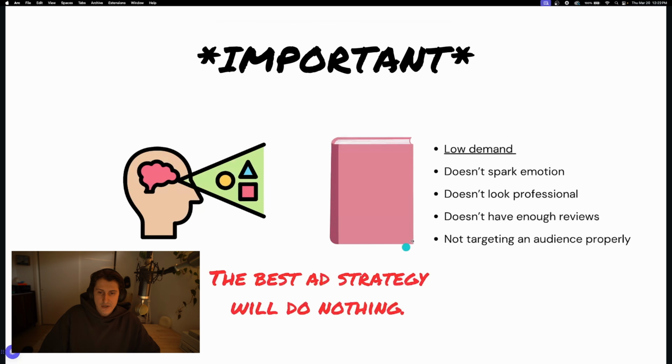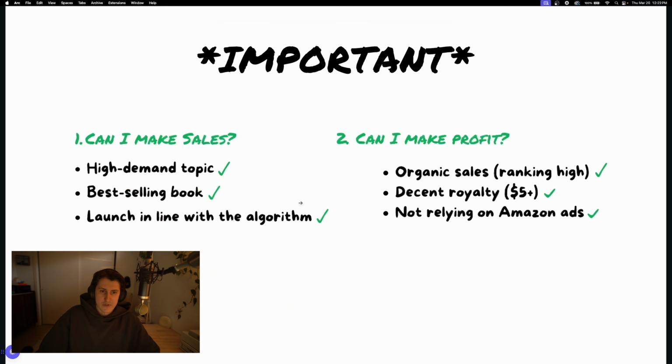And so the foundation is the most important part, specifically these 6 things. I won't go into this too in depth in this video because I do have another video on it, which I will link below. But most importantly, we have to set ourselves up to make sales and make profit. And that is done through finding a high demand topic. It's done through creating a best-selling book, not a generic self-published book. It's done through launching our book in line with the Amazon algorithm. And once we make sales, we have to ensure that we can actually make a profit.